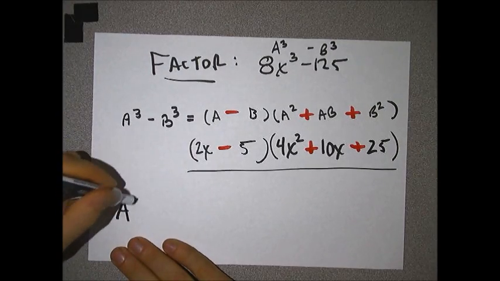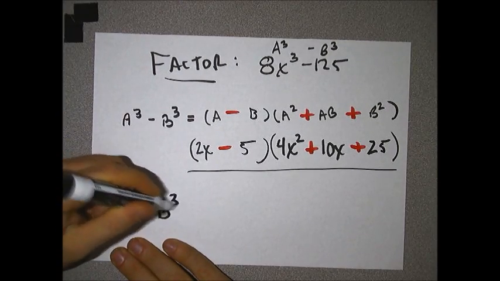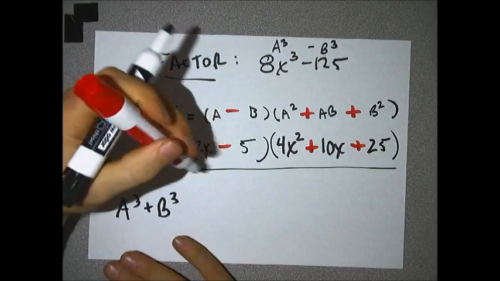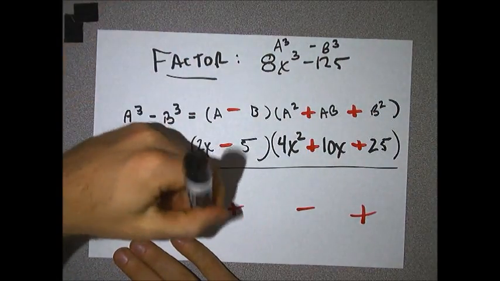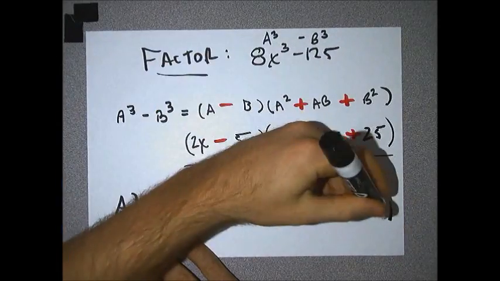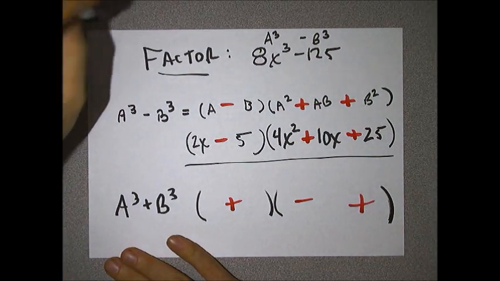Now, the only thing that changes in this, if you did a sum problem, so if it was an a to the third plus b to the third, it's the same exact thing, except the only thing that changes is your symbols would go plus, minus, plus. Make sense? Okay.